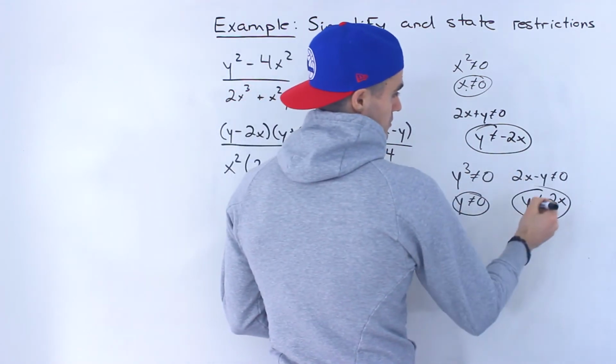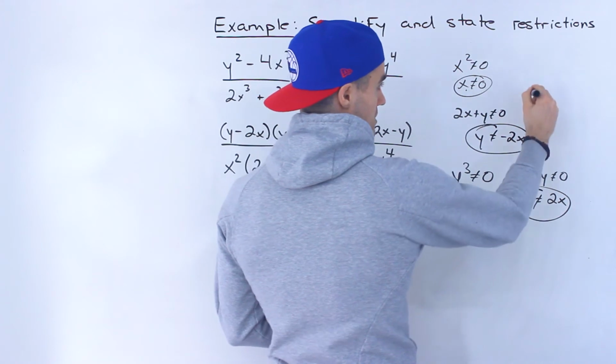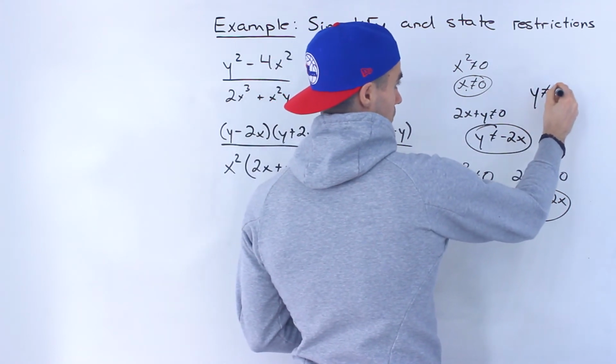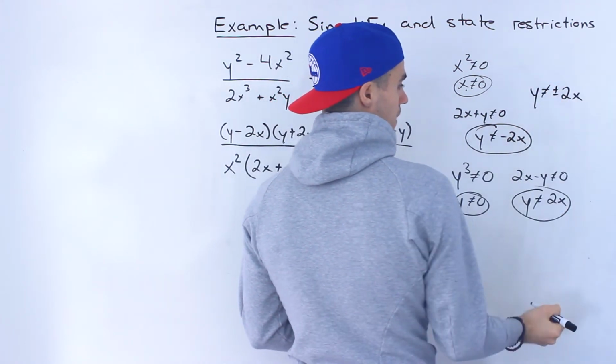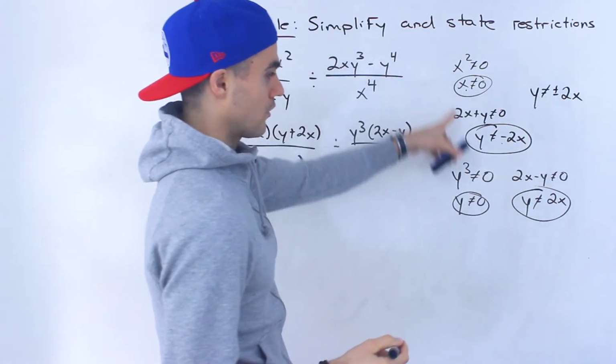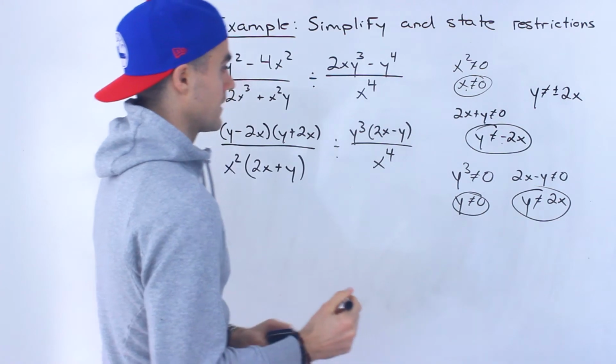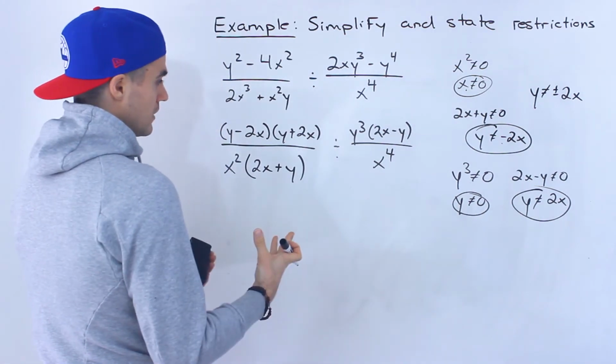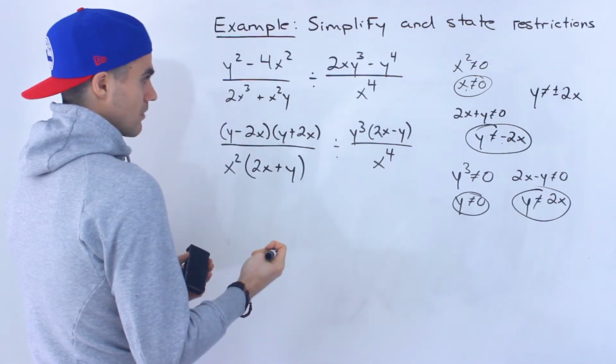And then lots of times you'll see solutions combine these if they're the same expression. So they'll be like y cannot equal plus or minus 2x, right, if we take these and combine them. But either way, there are 4 restrictions in this case. And then from here, what I like to do is simplify.